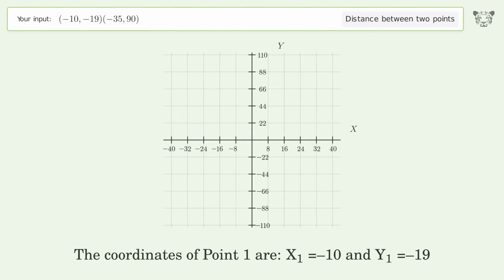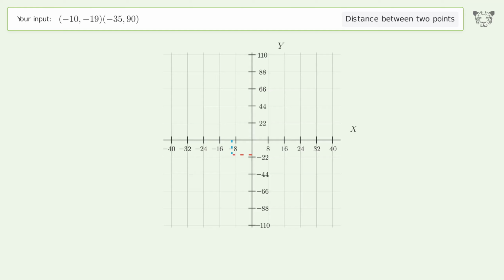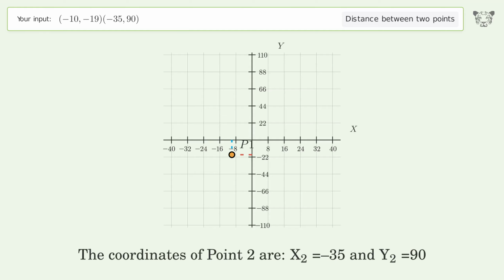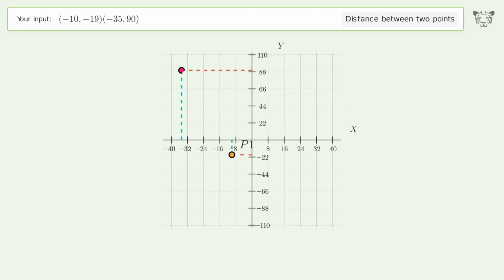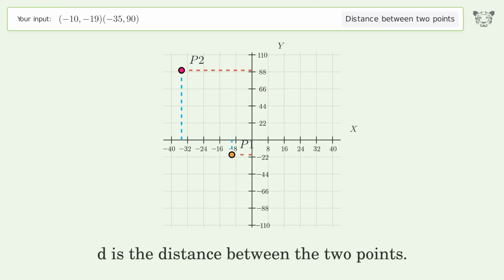The coordinates of point 1 are, x1 equals -10 and y1 equals -19. The coordinates of point 2 are, x2 equals -35 and y2 equals 90. D is the distance between the 2 points.